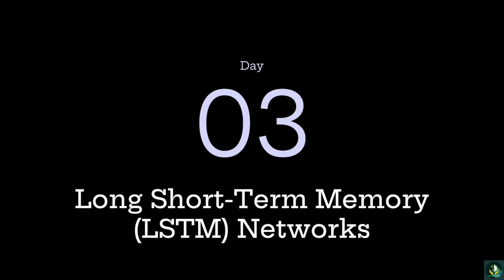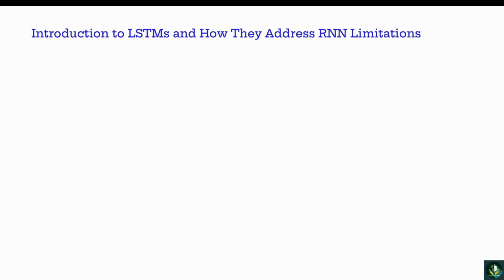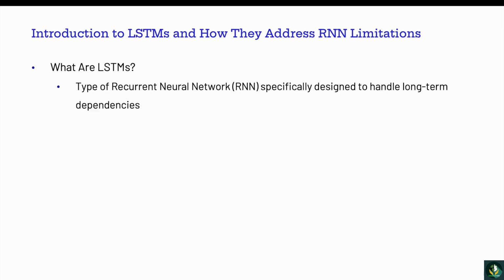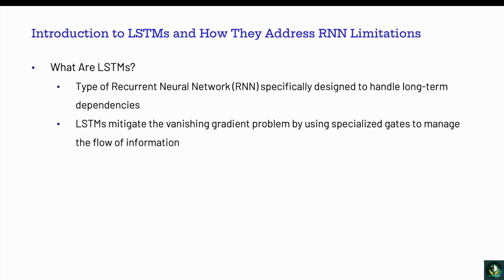Day 3, Long Short Term Memory or LSTM networks. Today, let's start with an introduction to LSTMs and how they address RNN limitations. Now first, what are LSTMs? Long Short Term Memory (LSTM) networks are a type of recurrent neural network (RNN) specifically designed to handle long-term dependencies.